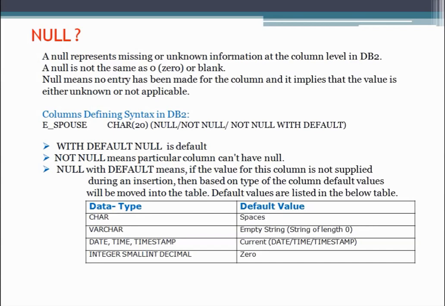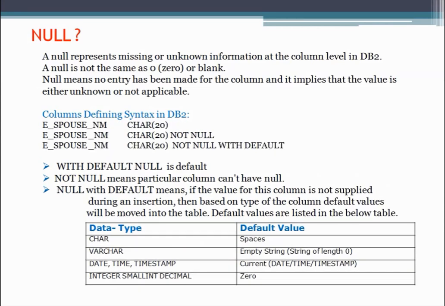A null represents missing or unknown information at column level in DB2. A null is not the same as 0 or blank, as I gave in the example. Null means no entry has been made for a column and it implies that the value is either unknown or not applicable. Friends, let's say we have one table called employee, and there we have multiple columns, in which we have one column called employee spouse name.